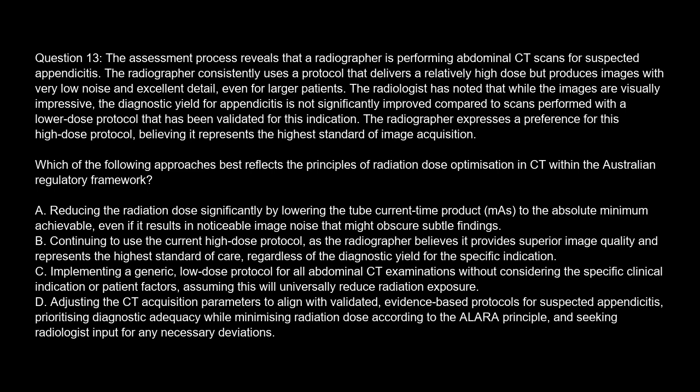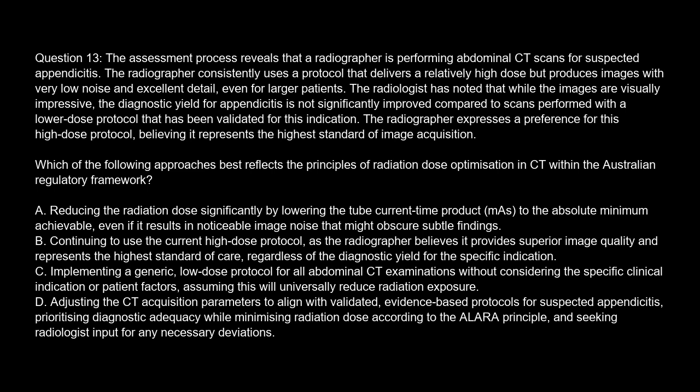The radiographer expresses a preference for this high-dose protocol, believing it represents the highest standard of image acquisition. Which of the following approaches best reflects the principles of radiation dose optimization in CT within the Australian regulatory framework? Option A. Reducing the radiation dose significantly by lowering the tube current time product, mAs, to the absolute minimum achievable, even if it results in noticeable image noise that might obscure subtle findings.